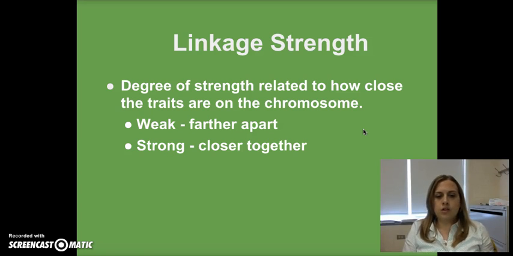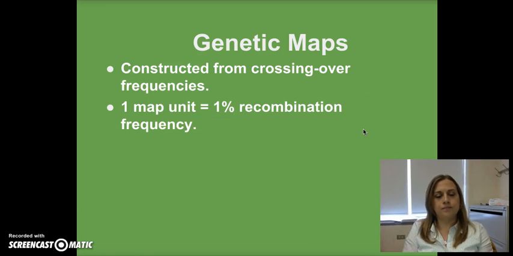So if the genes are on the same chromosome but really far apart, then it's considered a weak linkage, because a lot of times crossing over will split those two genes apart. However, if the two genes are found really close together on the same chromosome, the odds of them being split up through crossing over is much smaller, and so the linkage strength is considered much stronger.